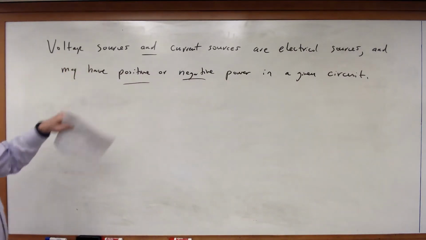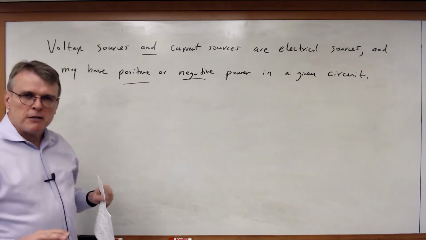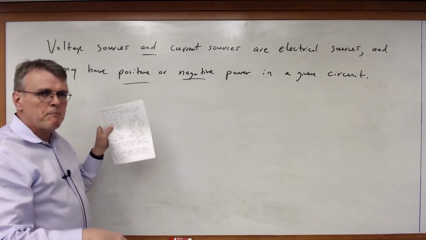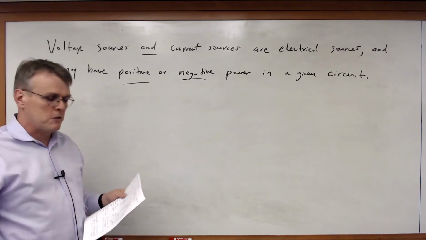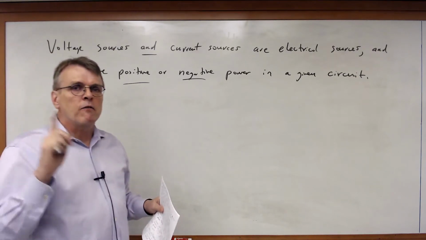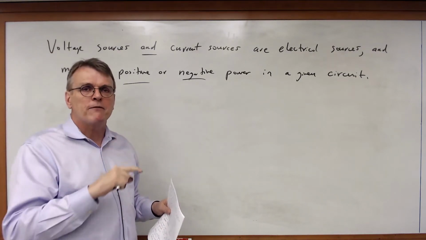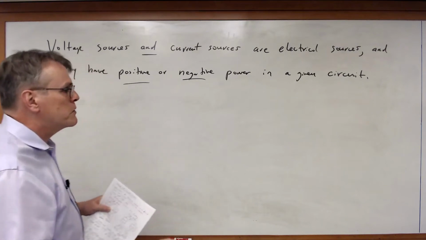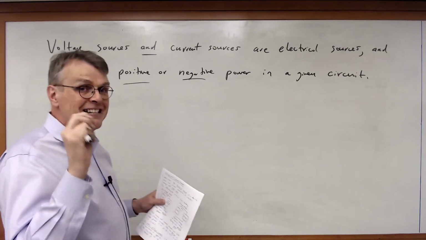All right, so first thing we wanted to get out of the way was that definition and resolve this fact about positive versus negative power for sources. Now let's talk about what voltage and current sources are, how we define them mathematically. And we're going to start with the idea of ideal sources.